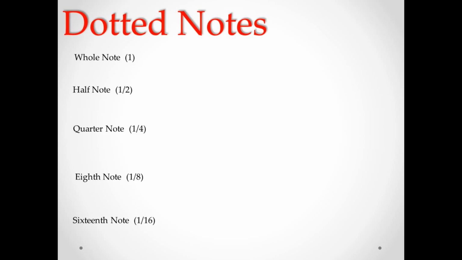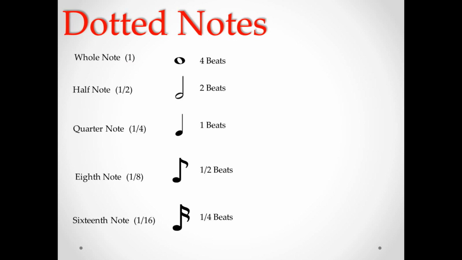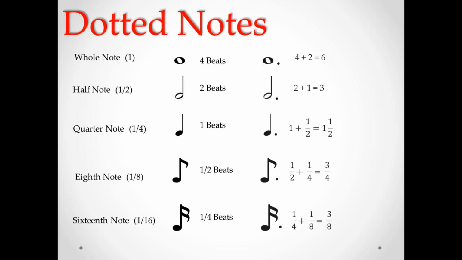On to dotted notes. Up until now, our notes look like these. But what happens when we see a dot next to them, like in these? What these dots do is they add 1/2 of the note's value to the note. So a whole note here is 4 beats. So we would add 2 beats to this whole note, and this will go for 6 beats long. For a half note, it's 2 beats. And with the dotted note, we add 2 plus 1 because it's half of 2, and it goes for 3 beats. Same thing for a quarter note, and so on and so forth.